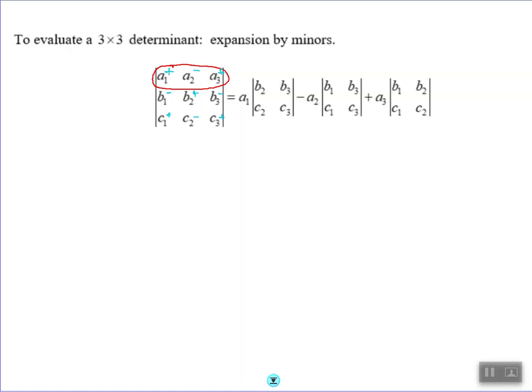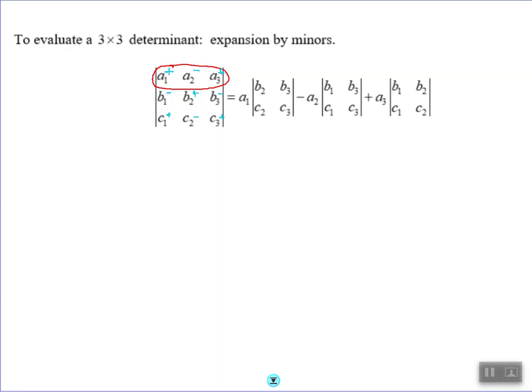Then I continue across my row. I have A2, and I assigned that negative, so I'm going to have minus A2. If I cross out the row and the column that A2 is in, I'm left with B1, B3, C1, and C3. So I'm going to write that as a smaller 2x2 matrix. So I need to find the determinant of that and multiply by negative A2.